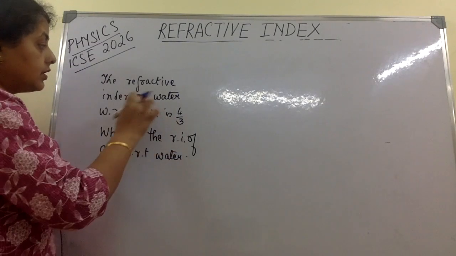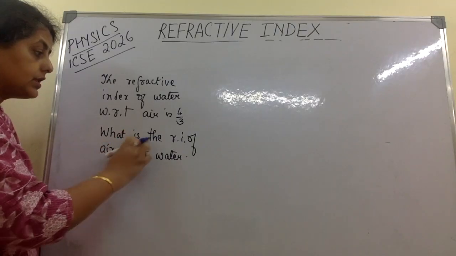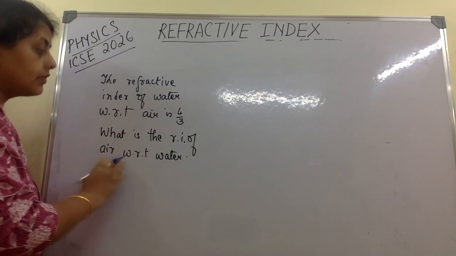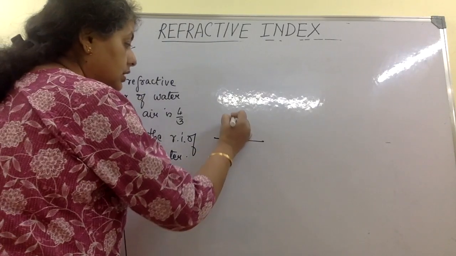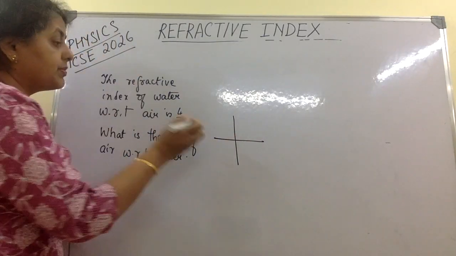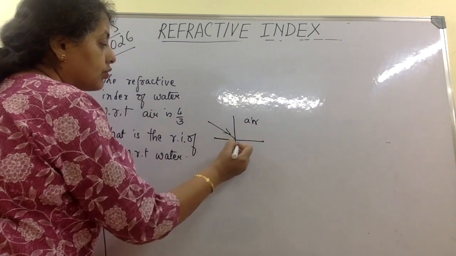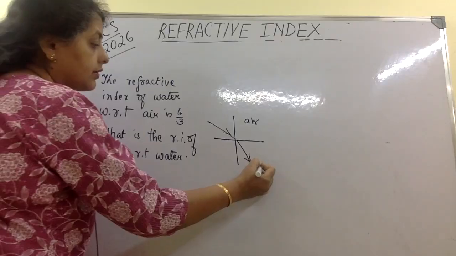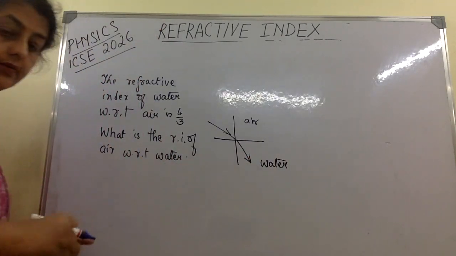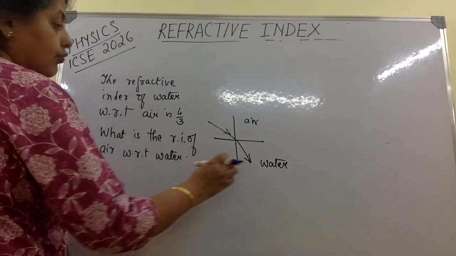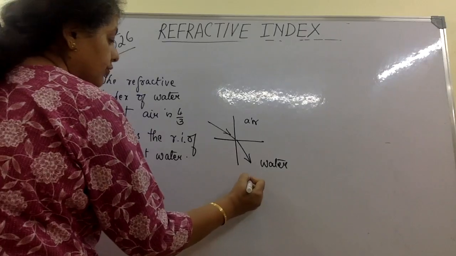Very simple question. Refractive index of water with respect to air is 4/3. What is the refractive index of air with respect to water? First let us understand this question. When the ray is going from air to water, we say refractive index of water with respect to air. This was 4/3.